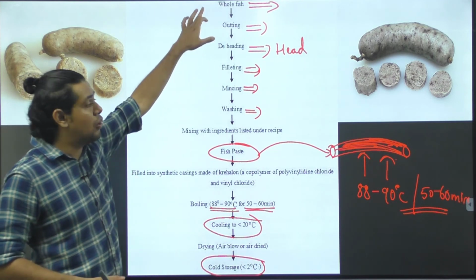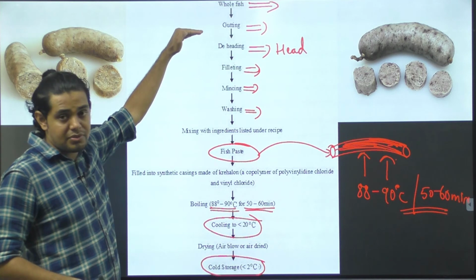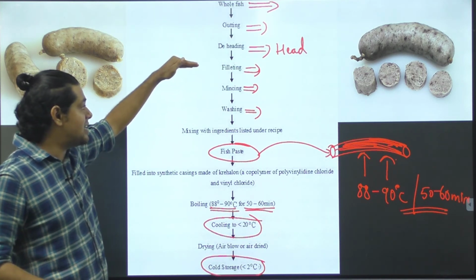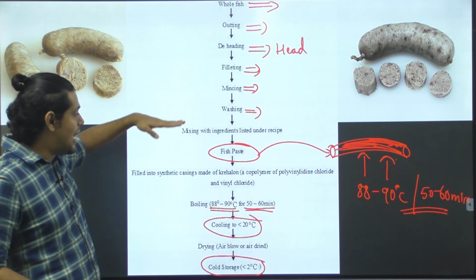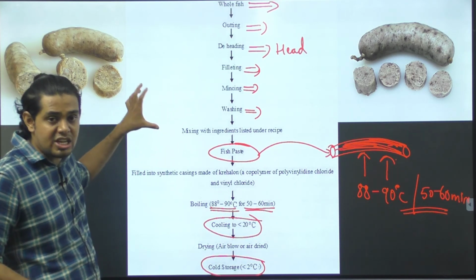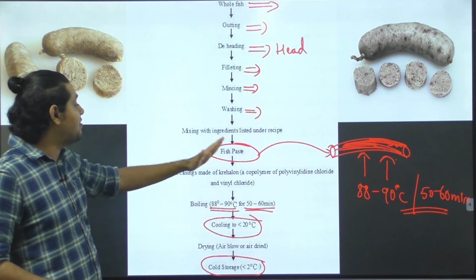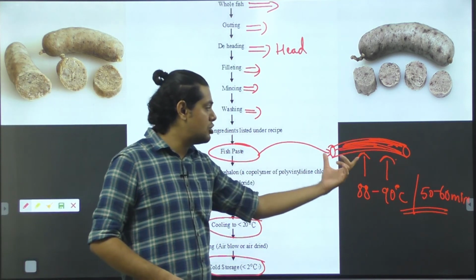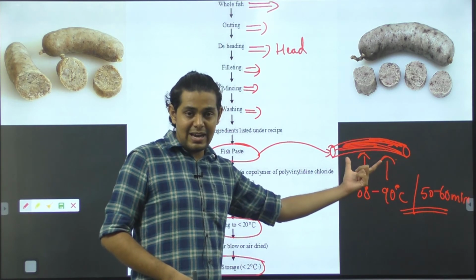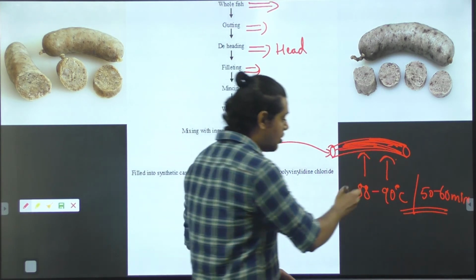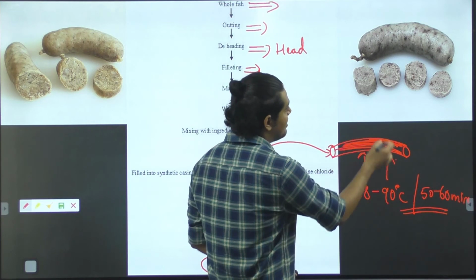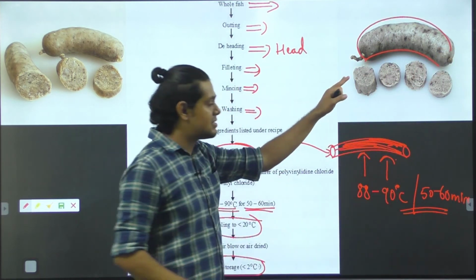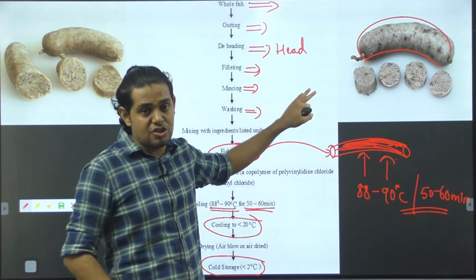Okay, so first the whole fish has to be gutted, following which it has to be deheaded, filleted, minced, and washed. Then we will have to mix with all the listed ingredients from the previous slide and convert them into a paste, which in turn has to be loaded onto a polyvinyl chloride device. See, this polyvinyl has to be in this particular shape, because this is the typical shape of a sausage.